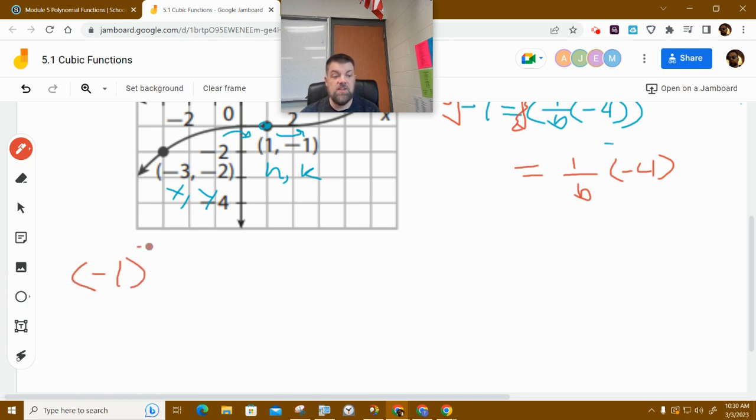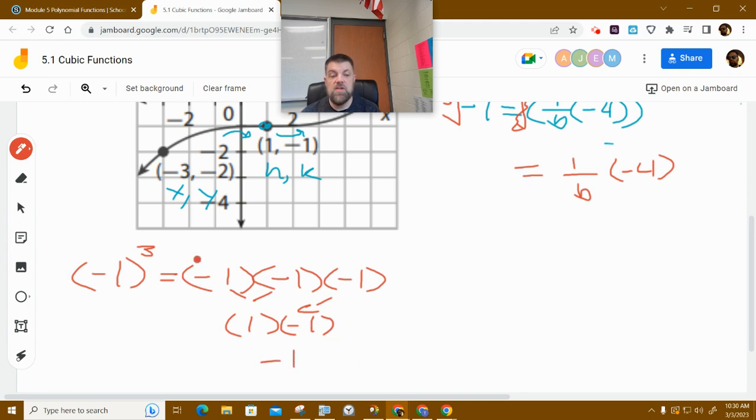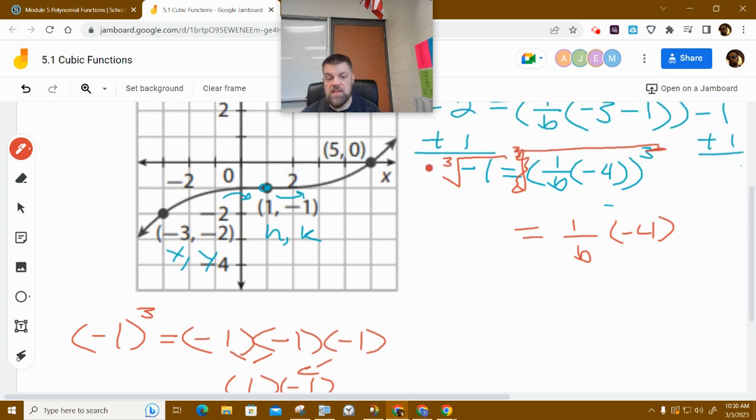If I say -1 cubed, that's -1 times -1 times -1, yes? What's -1 times -1? Positive 1, right? Negative times a negative is a positive. I'm going to bring this down, and I get times -1. What's 1 times -1? -1. So the cube root of -1, so we're undoing that, is actually just -1.